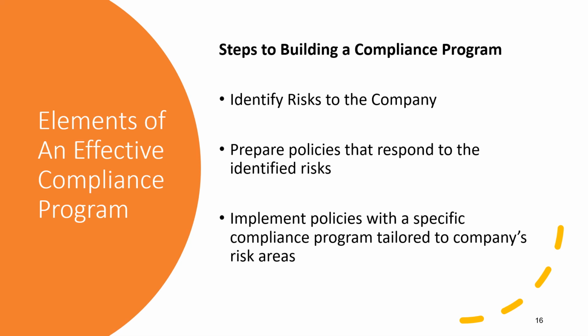So this leads into how a company will build an effective compliance system. The company will first identify the risks of the company and then prepare policies that respond to those identified risks. A substantial and important part of building a compliance system is setting up a series of policies that, again, respond to specific issues or risks that might arise. And then those policies are to be implemented with a specific compliance program tailored to the company's risk areas.